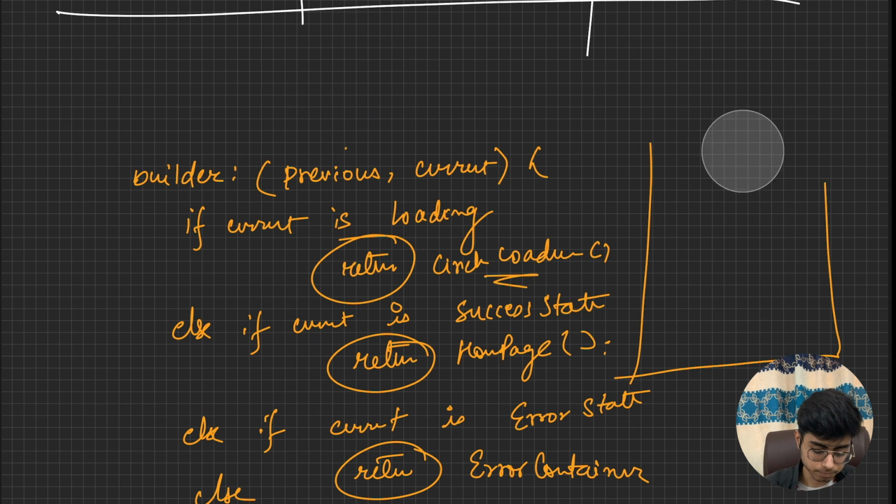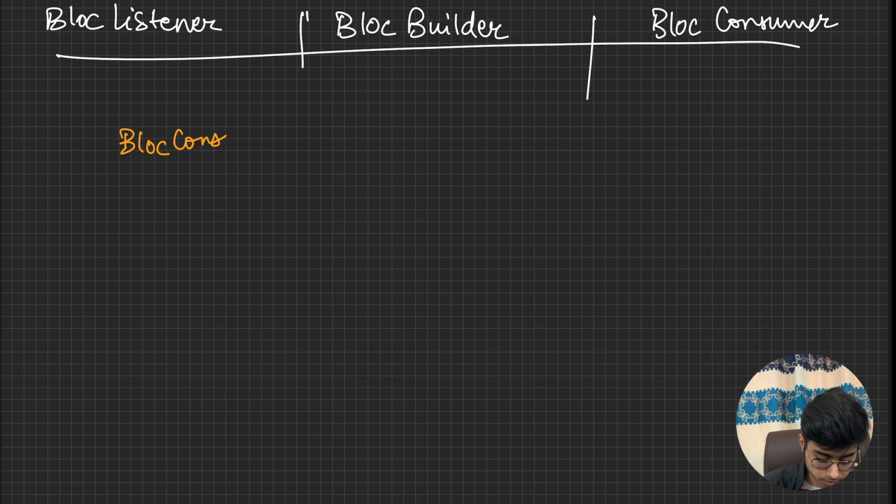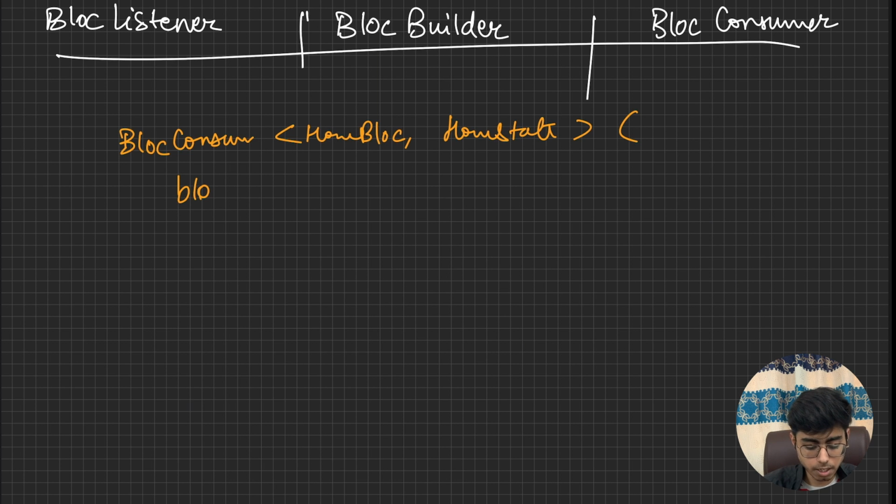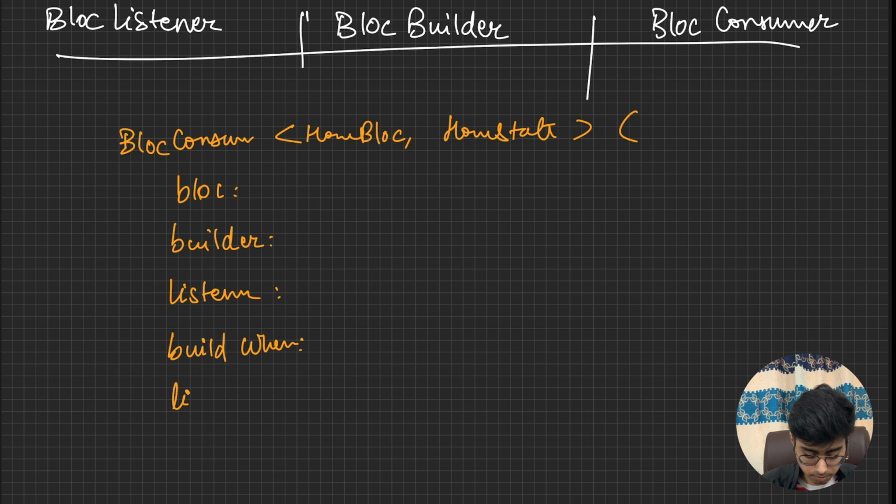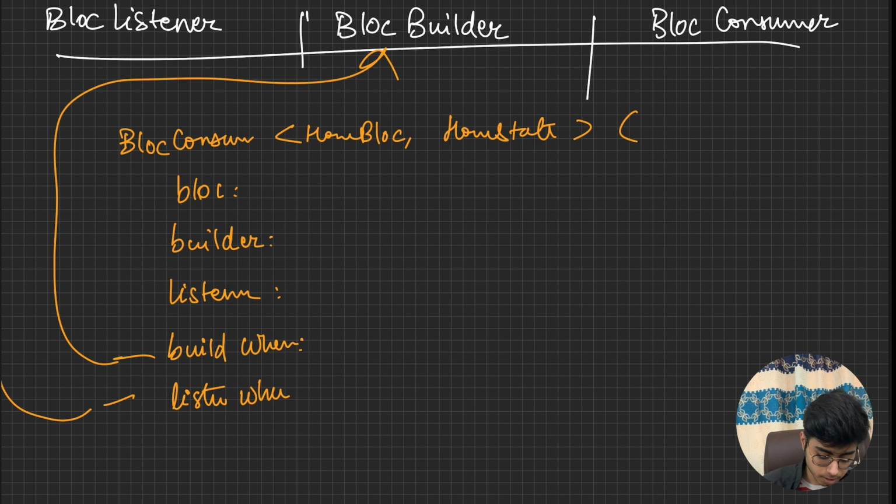So let me clear this. So in block consumers, it will again take home block, or the name of your block, and home state, because it is going to return a state. It will have a block property where you have to define the block which you are going to use. It will have a builder property. It will have a listener property, and it will have build when, listen when. Basically this build when and listen when are also there in block builder and block listener respectively.